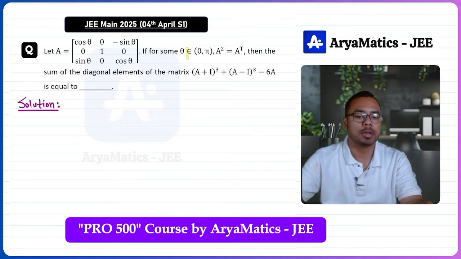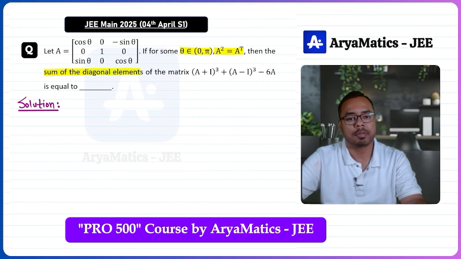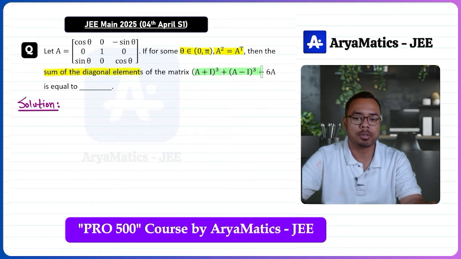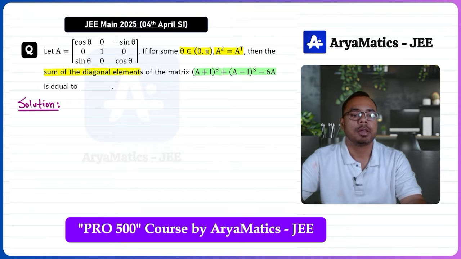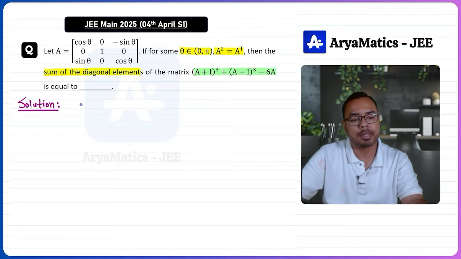Let A be this 3 cross 3 matrix, and for some theta belonging to 0 to pi, A square is the same as A transpose. Then we have to find the sum of diagonal elements of the matrix (A plus I) raised to 3 plus (A minus I) raised to 3 minus 6A. Now, this is a very interesting problem from one important type of matrix, that is the orthogonal matrix.